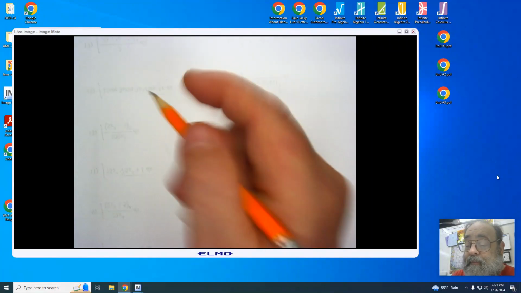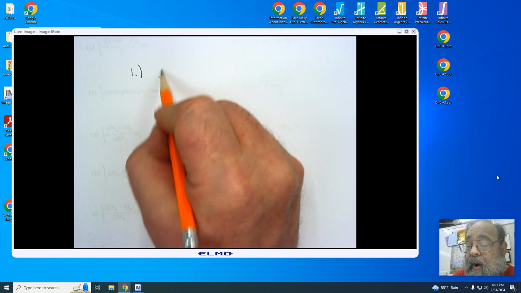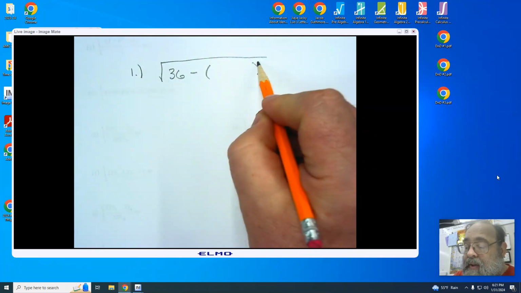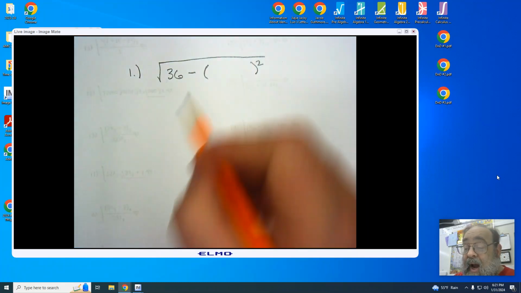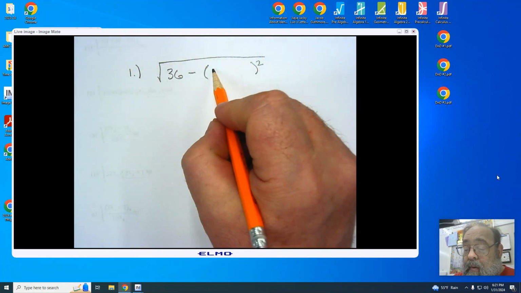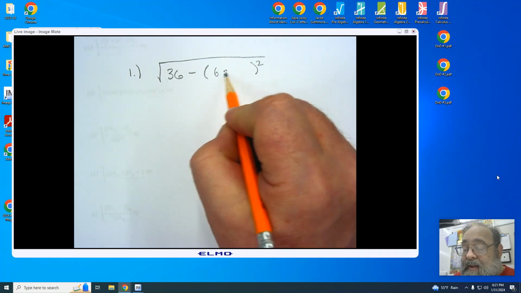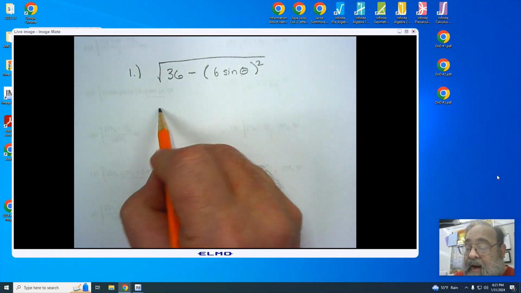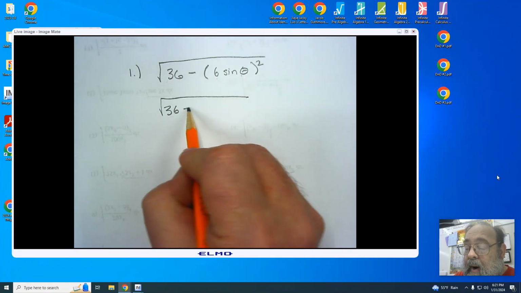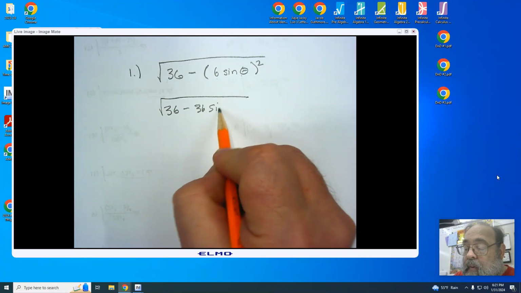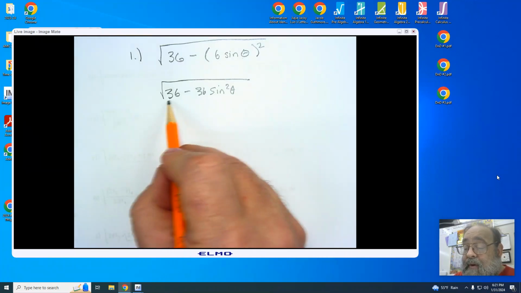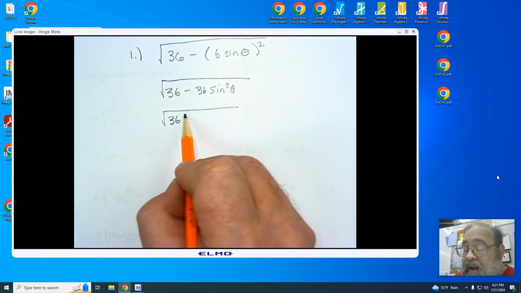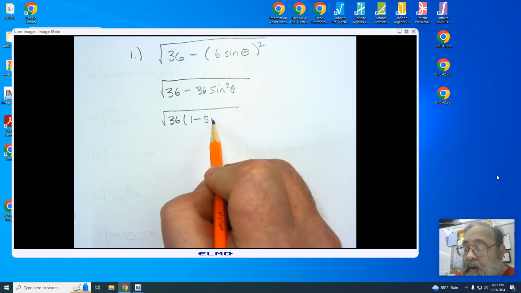Alrighty, here we go. In number 1, what I would recommend that you do is you start off with the 36 minus. Put parentheses and a squared. Inside of this parenthesis is where the x will go, and we are replacing the x with the 6 sine of theta. We're now going to square the 6 and the sine of theta, leaving us with 36 minus 36 sine squared of theta. I now have a GCF that can be factored out, leaving me with a product, 36 times 1 minus sine squared theta.